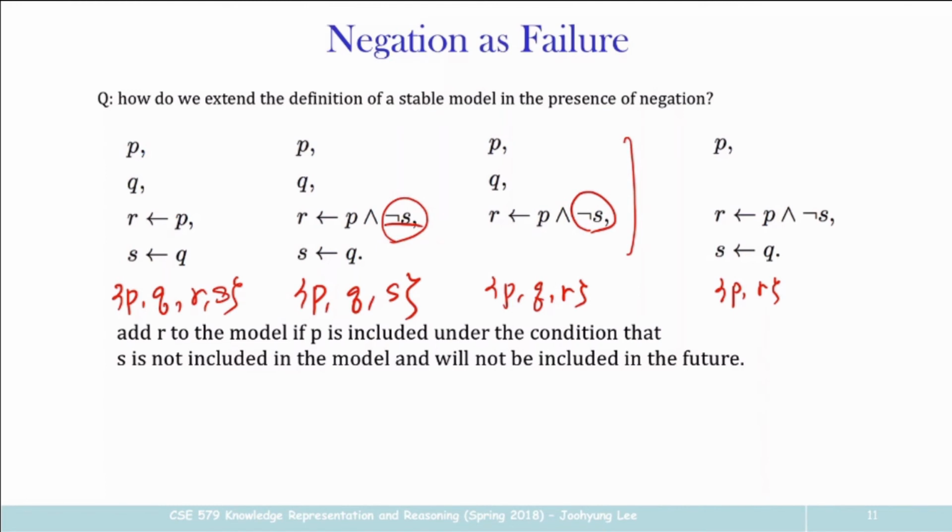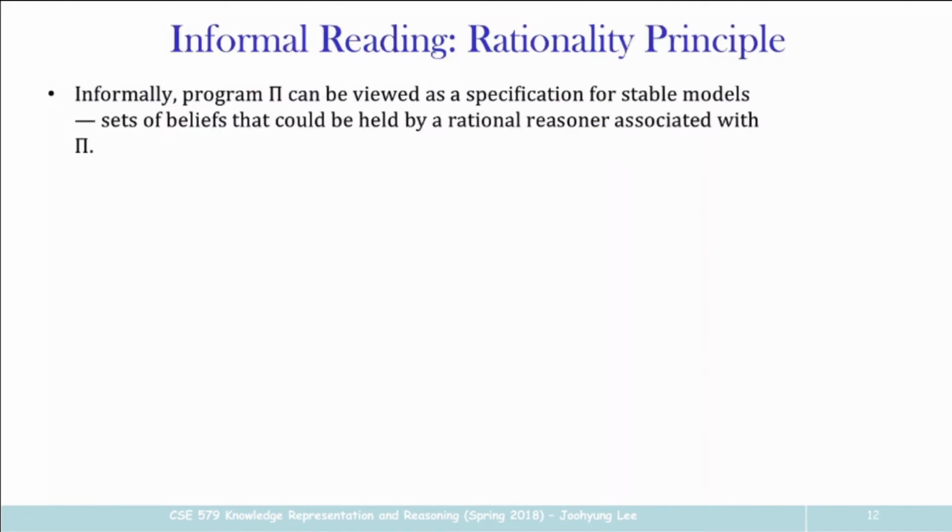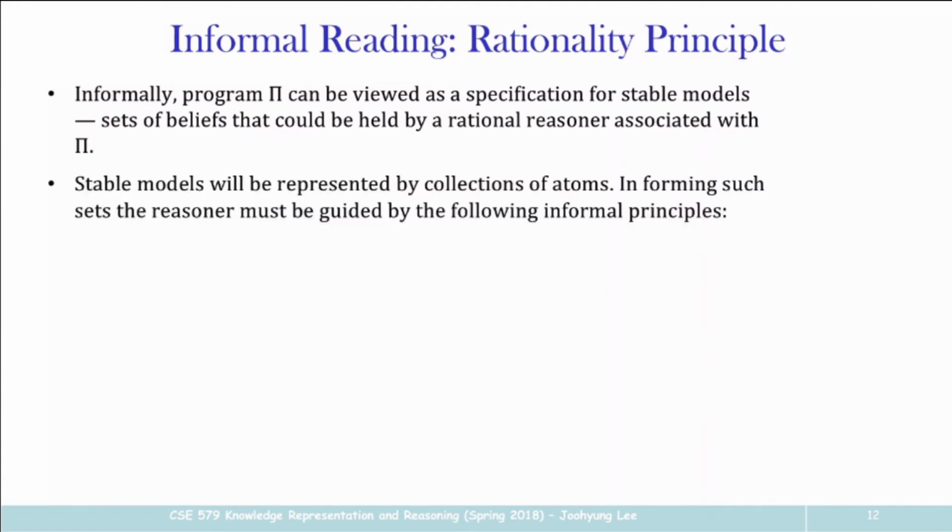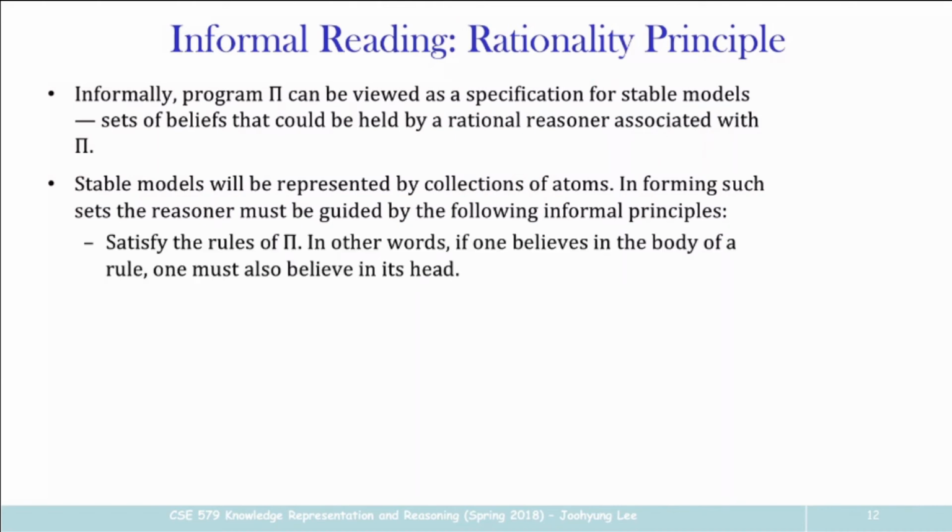Okay, good. So let me just recap this informal reading that I was using. Program pi can be viewed as a specification for generating the stable models, where you can identify stable models as the set of beliefs that the rational agent could have. So the stable models here are a collection of atoms. And when you generate this set of atoms, you are applying this informal principle. First, the rules must be true. So if the body is true, then the head must be true.